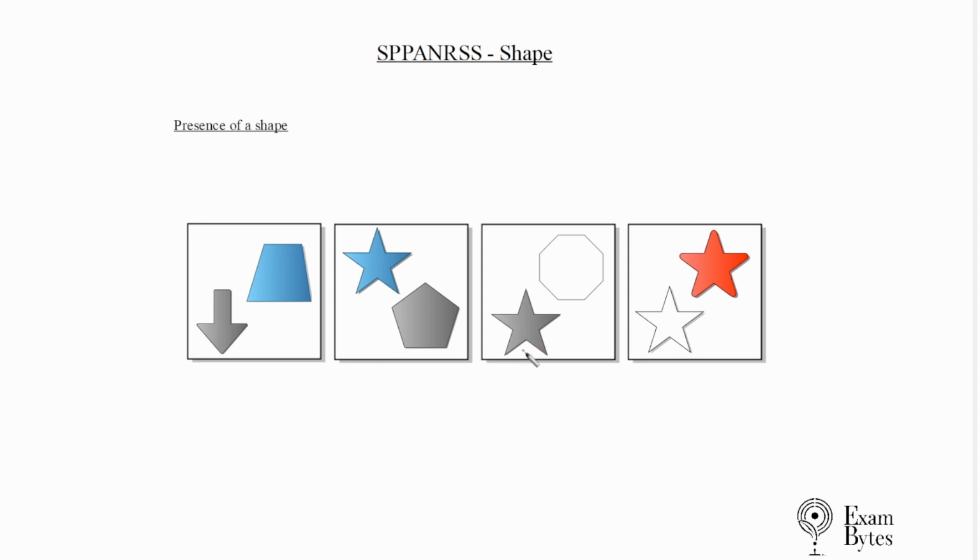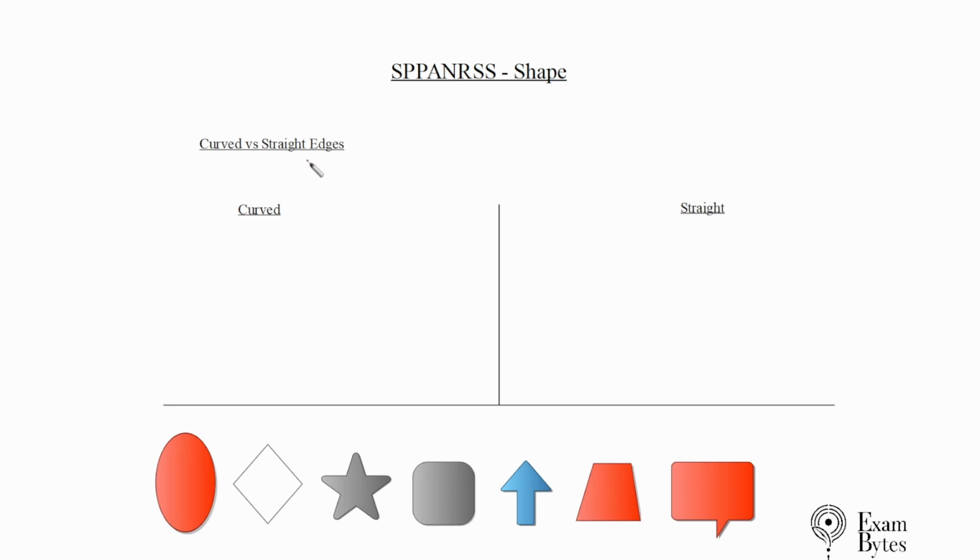Now you might argue, well, these 3 have the same color. That is true, but in the case of nonverbal, shape always overrules color, which is why we have it first in SPPANRSS. So we look for the one that is most important. And if there are no rules regarding shapes, then we go on to pattern, which is the color we'll look at next episode. Then we go on to curved and straight edges.